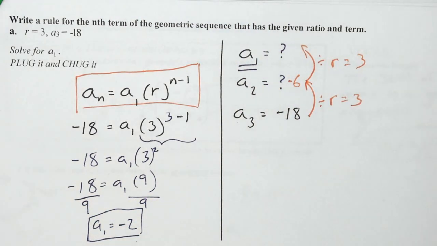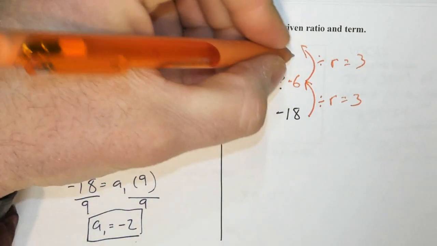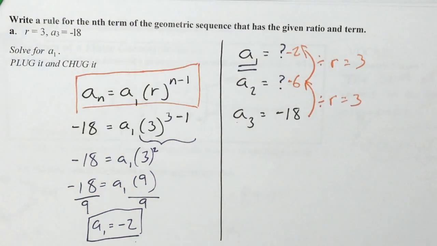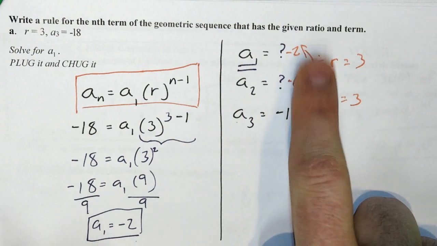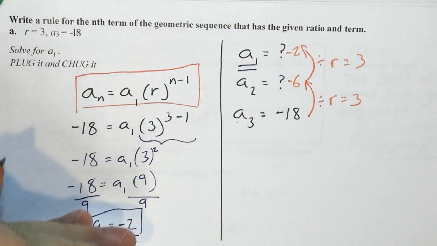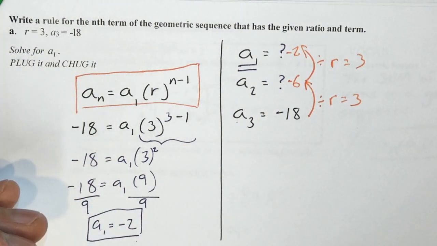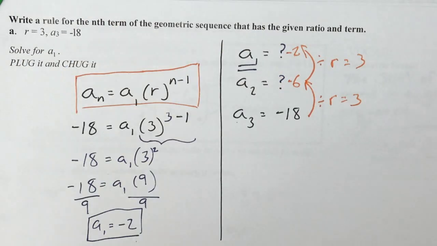Now, if you divide that one by 3 again, you will get negative 2, and that is now the first term. So both techniques provided us with a negative 2, but they did it in two different ways. I like the first way because I know it very well and I'm very fast at it. You might like the second way because it's a little bit more straightforward, or maybe it just feels better to you. Regardless of whatever technique you're going to use, the answer is going to be the same.